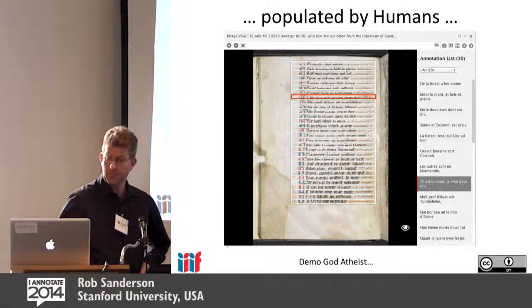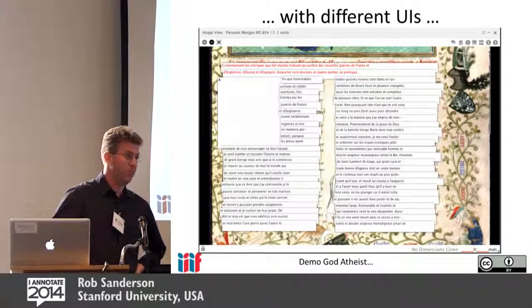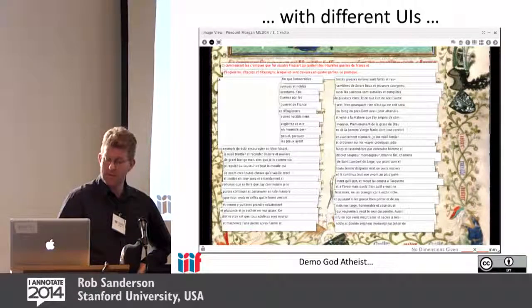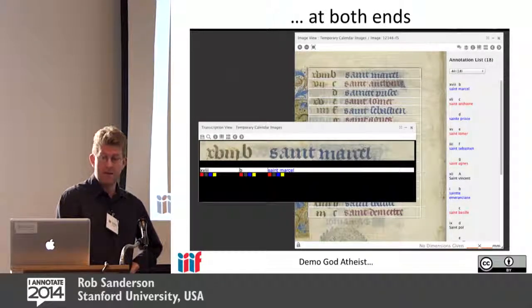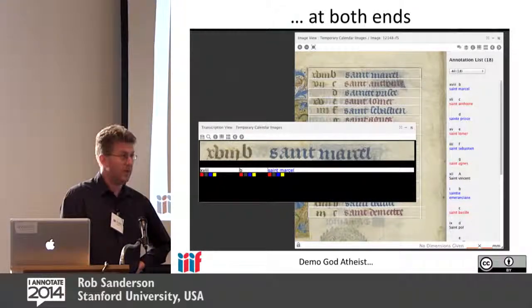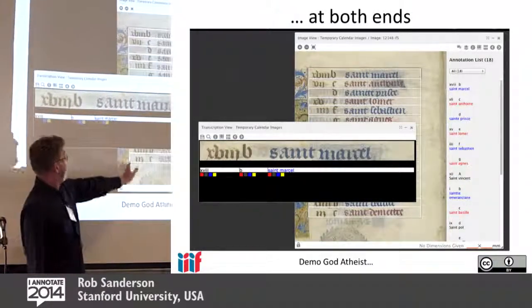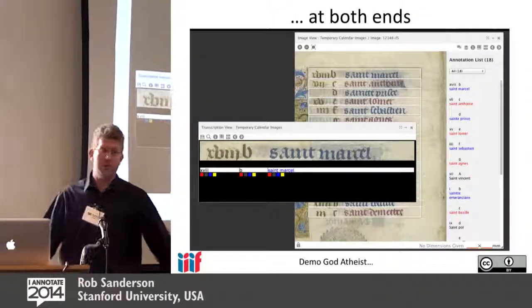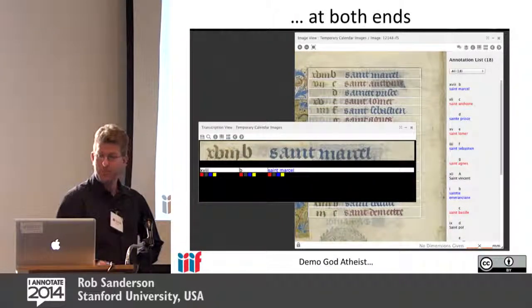to do that. And again, this can be done with different user interfaces, so that same information can then be re-displayed elsewhere. And this happens at both ends. So here is the calendar requirement, where instead of having just a single line of text, it's actually columnar. So you have the saint's day and the day of the month in columns, which in a normal transcription interface you wouldn't. You'd just simply have those lines.